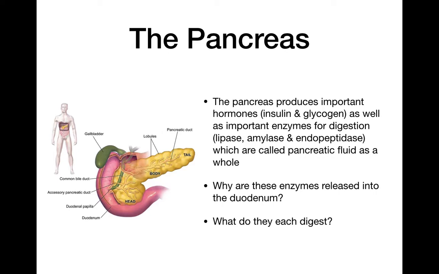And then, of course, we have to memorize what those 3 enzymes digest. So lipase, amylase, and endopeptidase. What do they all work on, guys? Well, lipase is the easy one, it works on lipids. Amylase works on carbohydrates, specifically starch. And endopeptidase works on proteins. So they're all going to be produced here and then enter the duodenum, the top of the small intestine, right up here.